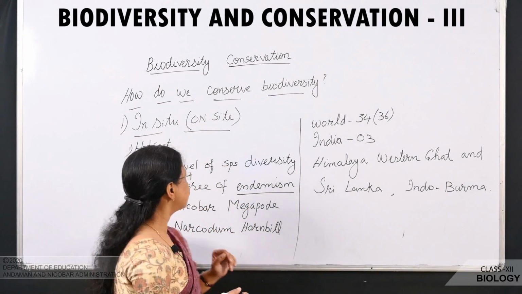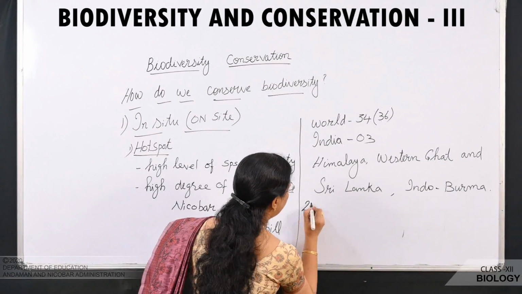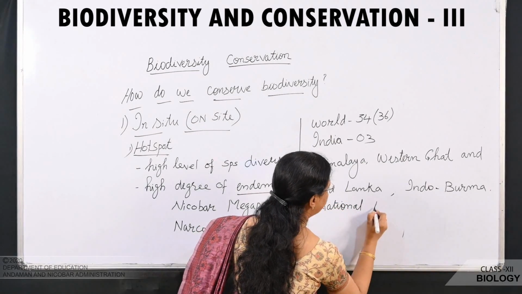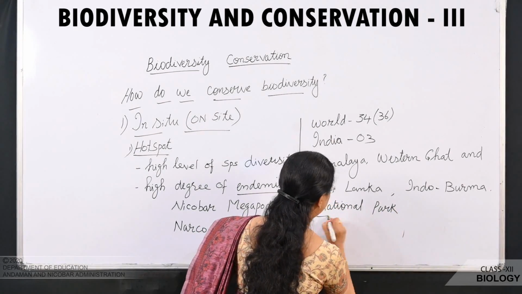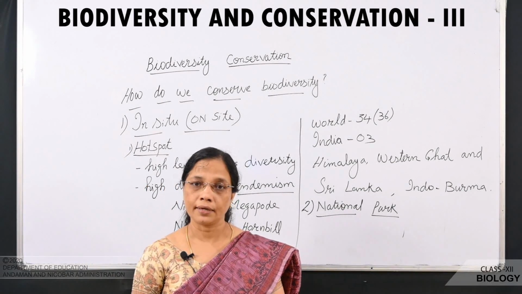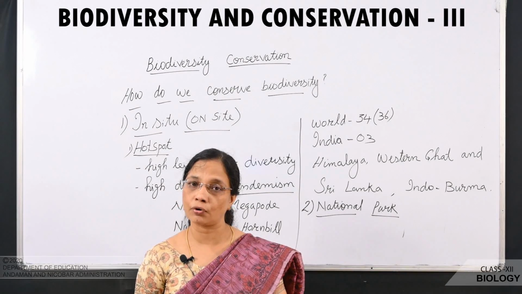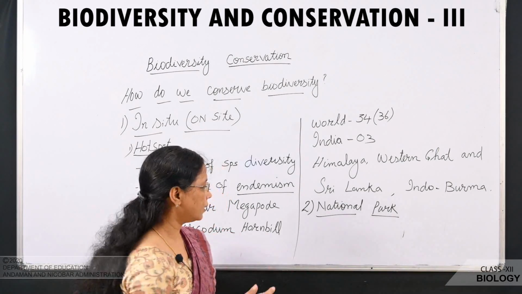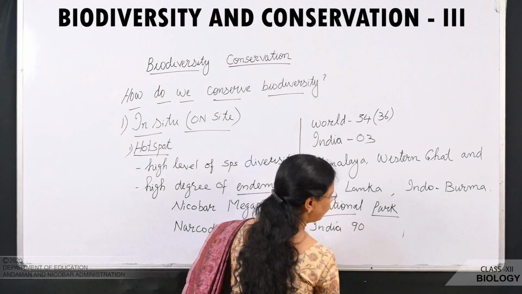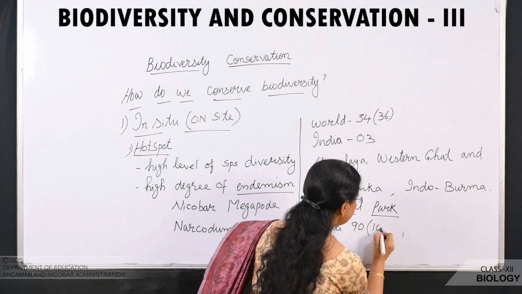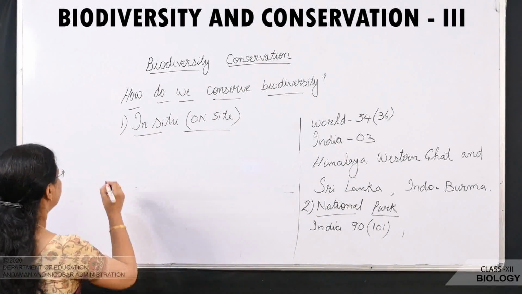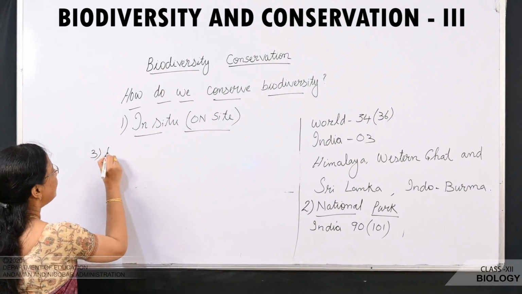Next, the second one is National Park. National parks are large areas where natural resources like flora and fauna are conserved. In India, there are 90 national parks. According to the present list, it is 101. Next, we'll see wildlife sanctuary.